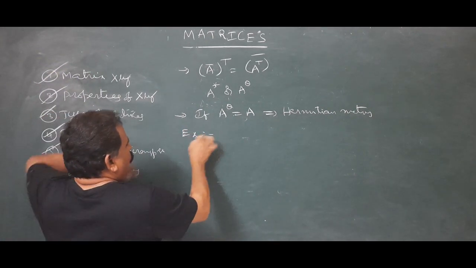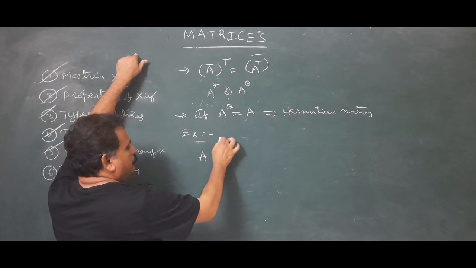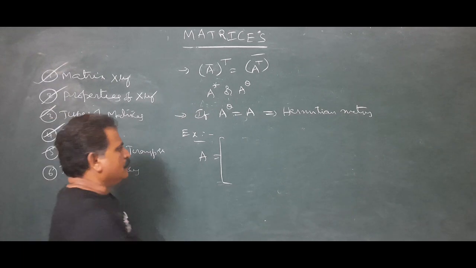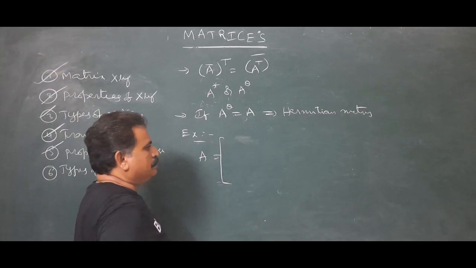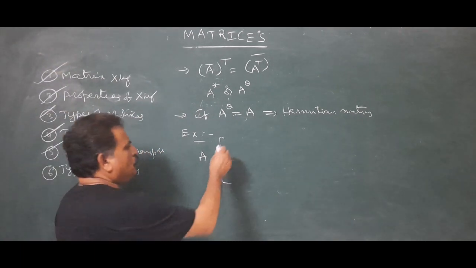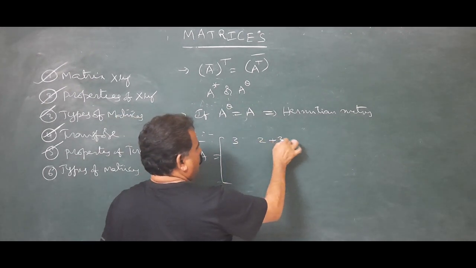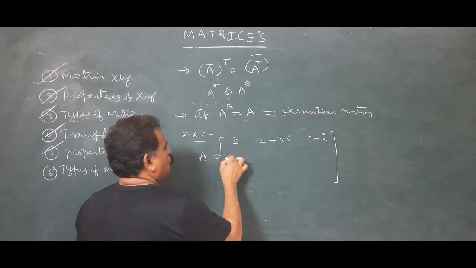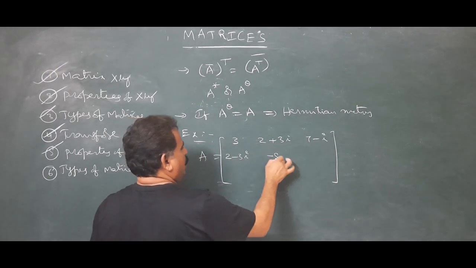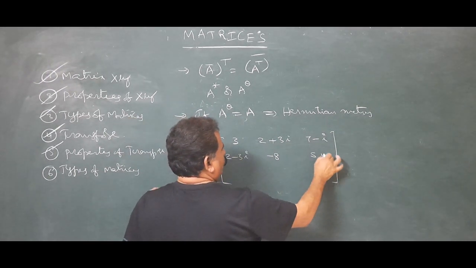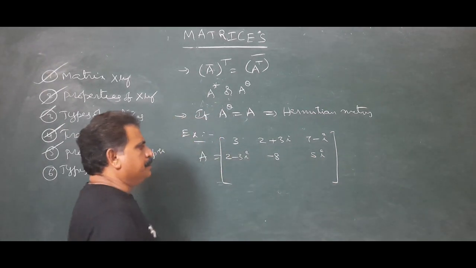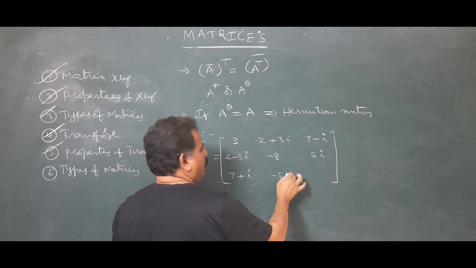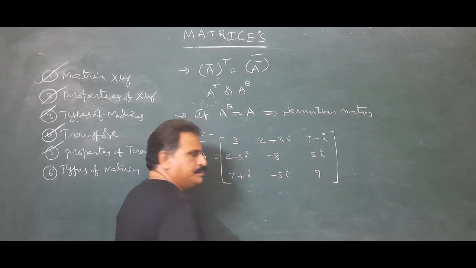Example: A equal to the Hermitian matrix, that is [3, 2 plus 3i, 7 minus i; 2 minus 3i, minus 8, 5i; 7 plus i, minus 5i, 9].